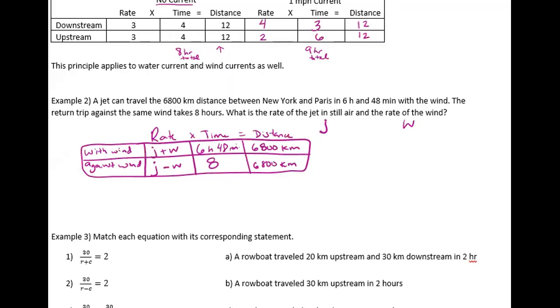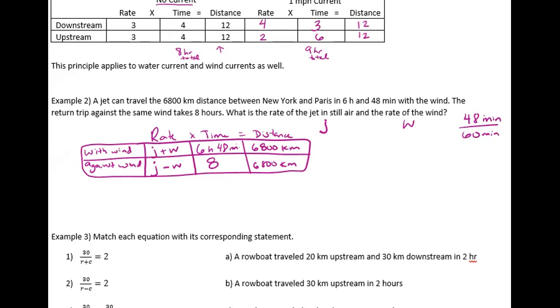So I said that we were going to turn this 6 hours and 48 minutes into either a decimal or a fraction. How do we do that? Well, 48 minutes is what part of an hour? So we're going to talk about minutes over minutes. 48 minutes over 60 minutes would give us the fraction of the hour it is.